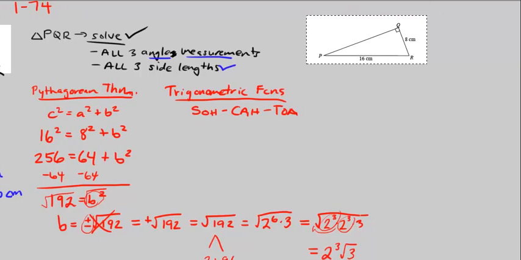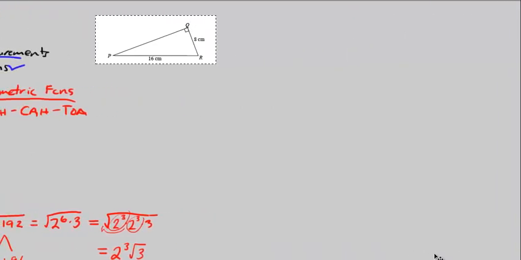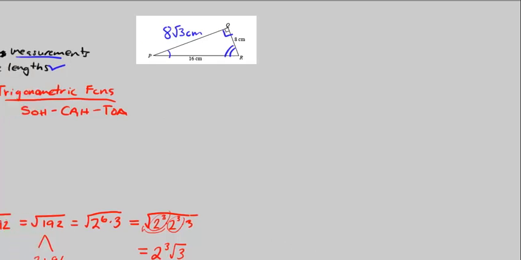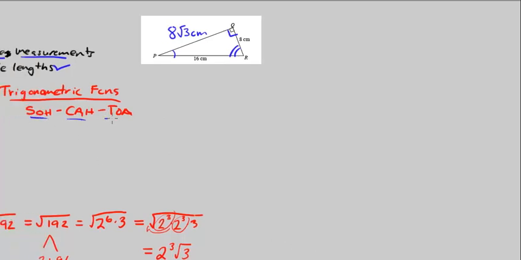And let's copy this triangle over here so we can see it. We know this is 8 square root of 3 centimeters, and this is the right angle. We just need to know this angle, and then we'll be done. So how do we do that? Well, we have to use our trigonometric functions, right? Those are our SOHCAHTOA, so sine, cosine, tangent. So let's first look at this angle right here, angle P.